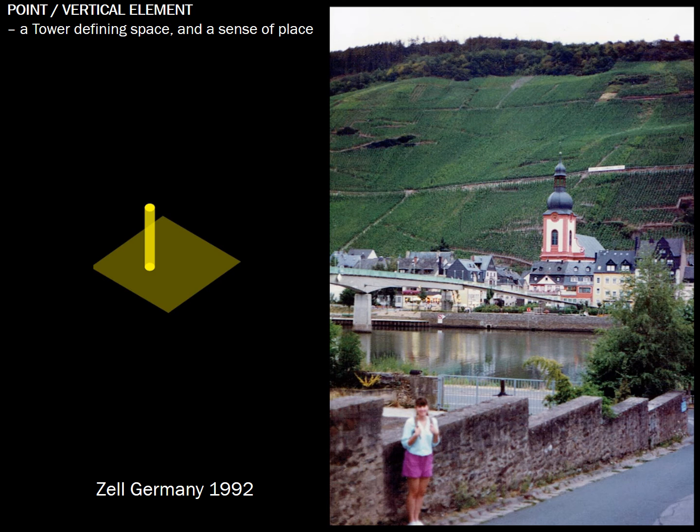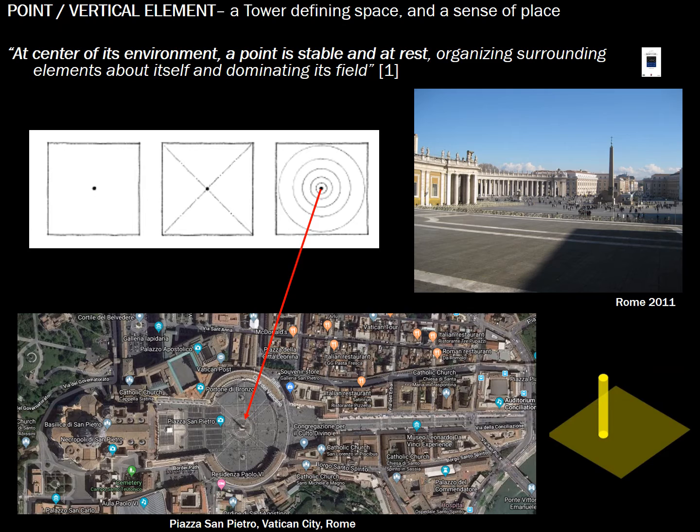Here's a tower in Zell, Germany, 1992. So now this is Rome, picture I took in 2011, and you see how it generates a space. The tower defines a space around it, and so the piazza.